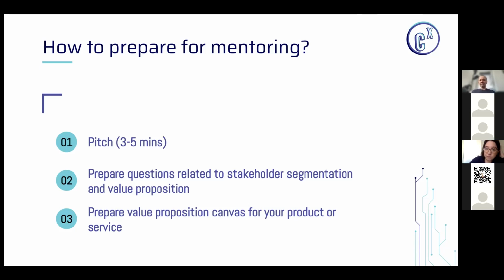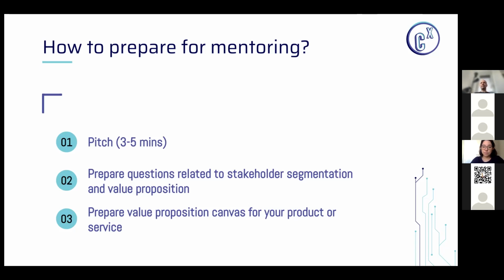Then the session is going to be much more valuable for you if you already have some questions. Of course, based on the pitch and everything, I can ask questions for the whole hour. But if you have some questions prepared and steer the discussion in a way that brings you the most value, that's gonna be better for you.